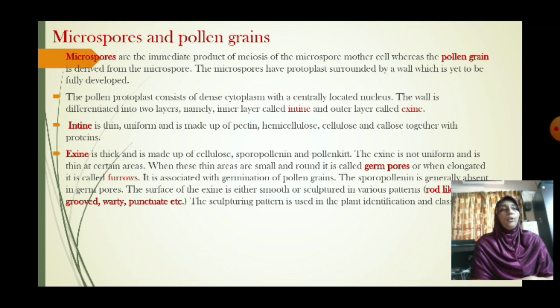The exine is not uniform and it is thin at certain areas. When these thin areas are small and round, they are called germ pores, or when elongated, they are called furrows. They are associated with the germination of pollen grains. The sporopollenin is generally absent in germ pores. The surface of the exine is either smooth or sculptured in various patterns, rod-like, grooved, warty, punctuate, etc. The sculpturing pattern is used in plant identification and classification.